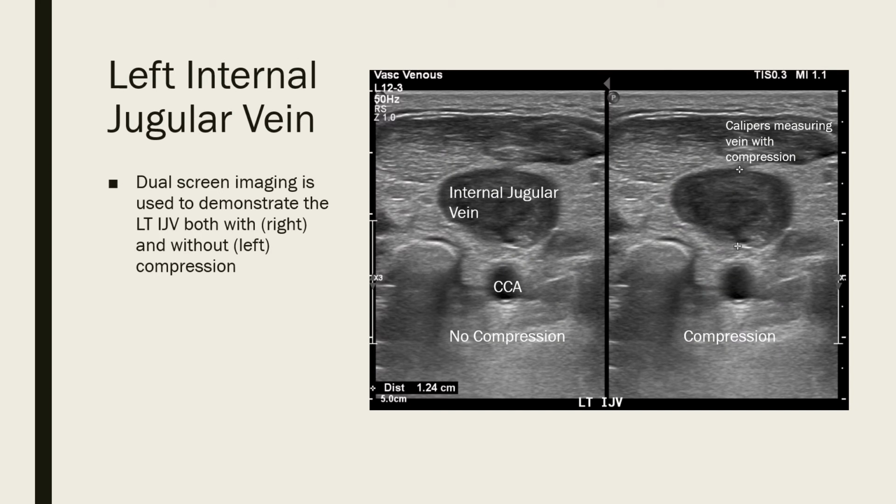Okay, so here are the images that the ultrasound tech took from the study. They started with the left internal jugular vein. You can see that they used dual screen imaging to demonstrate the jugular vein with both compression and no compression. So on the left side of the screen, you can see there was no compression, and then on the right, they did compress the vein, and they used calipers to measure the vein with compression. You can see that the vein did not collapse with compression.